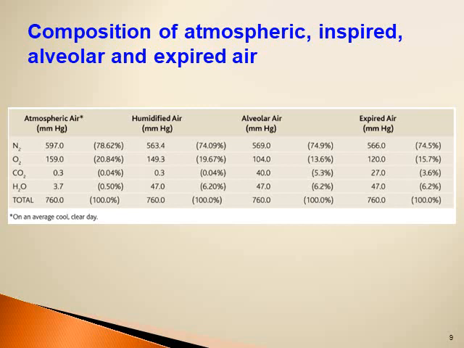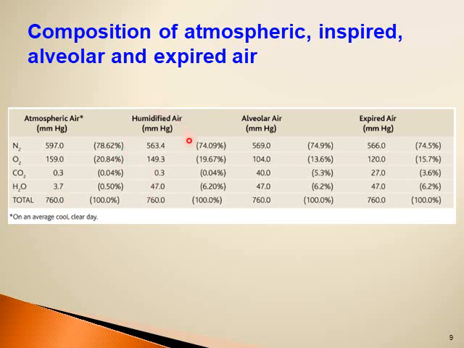Now there are differences in the composition of the atmospheric, inspired, alveolar and expired air. And this difference is due to several factors. Here we can see the percentage of the different gases in the atmospheric air, where nitrogen is the main gas, then oxygen about 20.9%, and then 0.04 for carbon dioxide, 0.5 for water vapor, and will give me a total of 760.